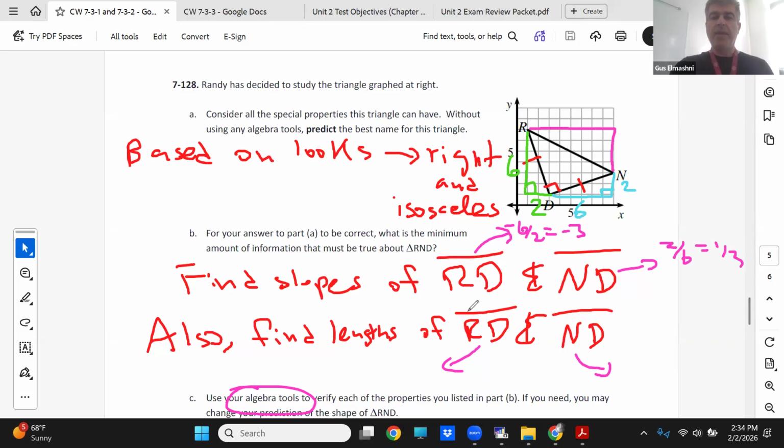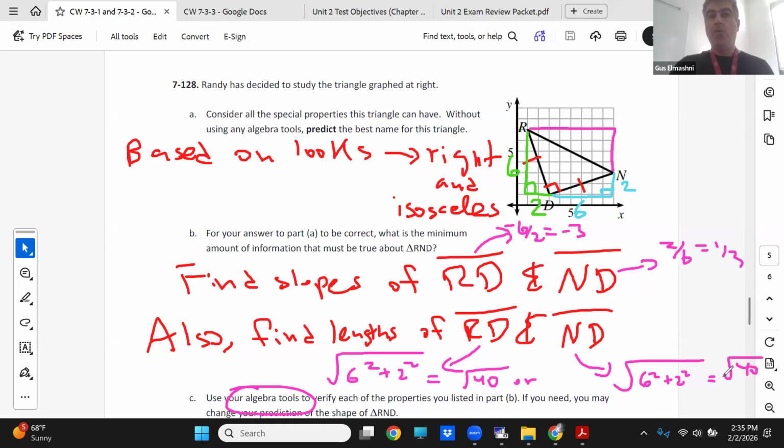And let's look at the lengths of each. 6 squared plus 2 squared. 6 squared plus 2 squared. So root 40. Or what factor of 40 is a perfect square? Well, 4, but you pull it out, it becomes 2 root 10, because 4 times 10 is 40. Good.